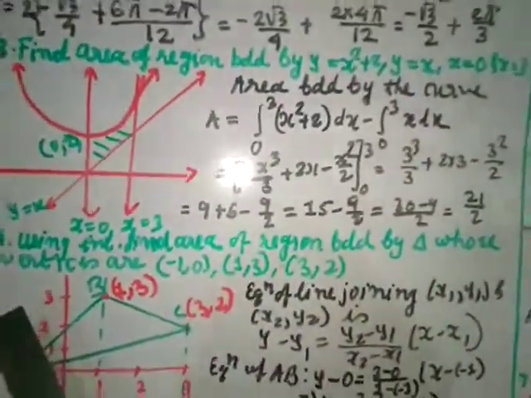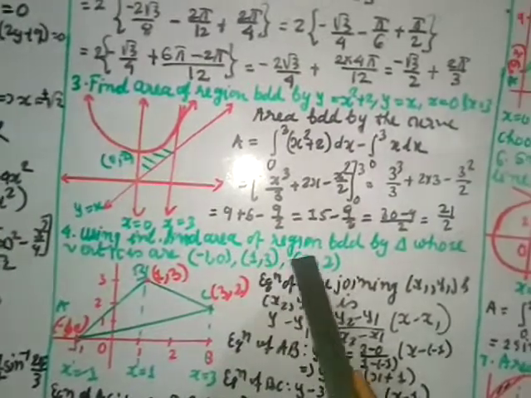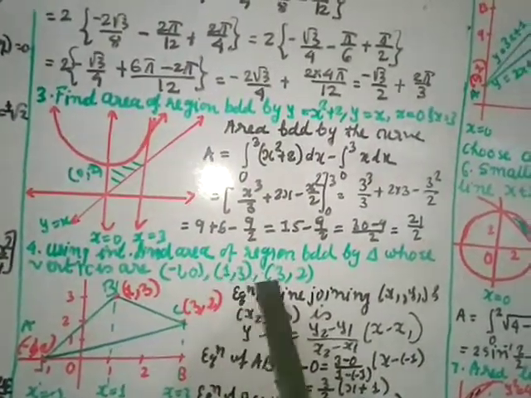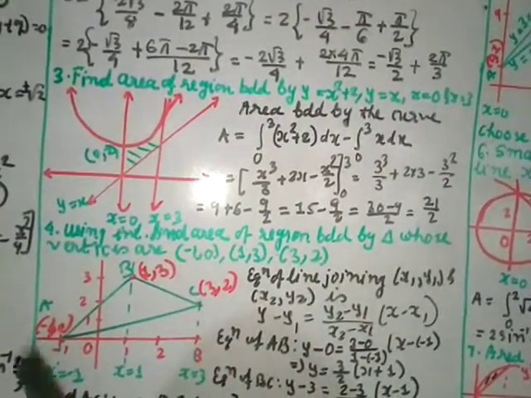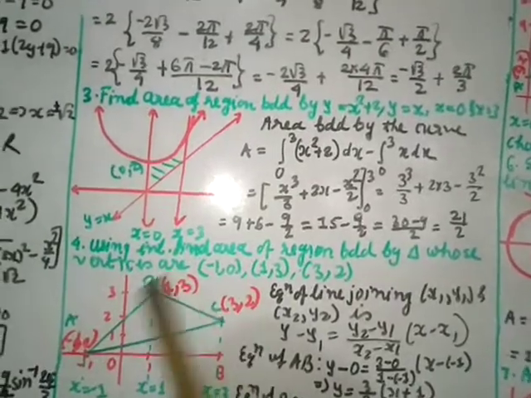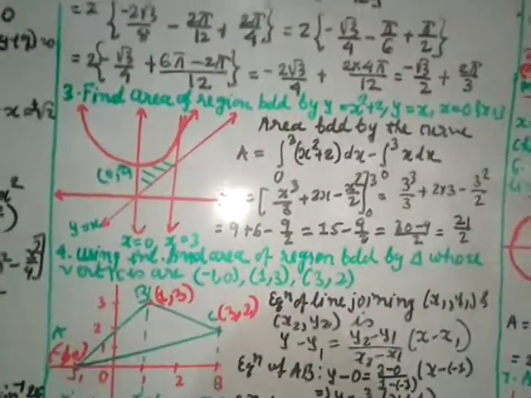Question number 4. Using integration, find the area of the region bounded by a triangle whose vertices are (-1, 0), (1, 3), (3, 2). See, I have drawn the triangle here. This is A, B, C. Now I have to find the equation of the sides of this triangle, so we are going to use the two-point form.